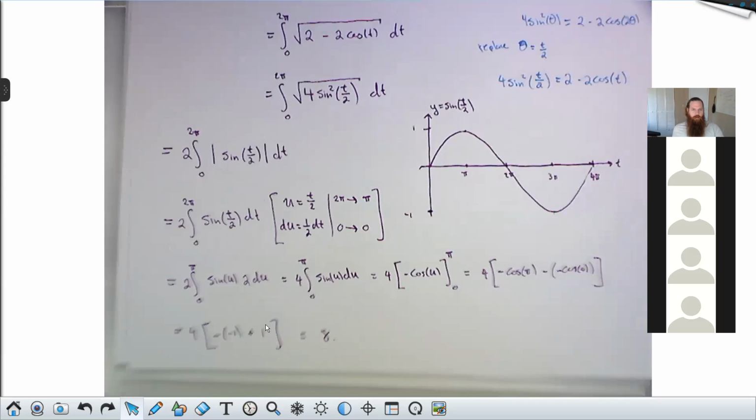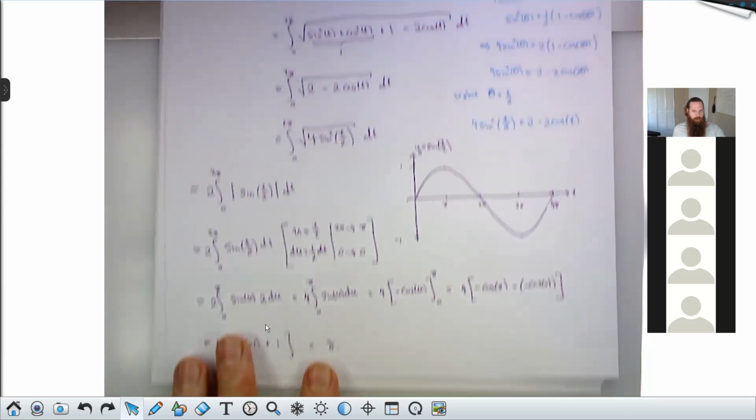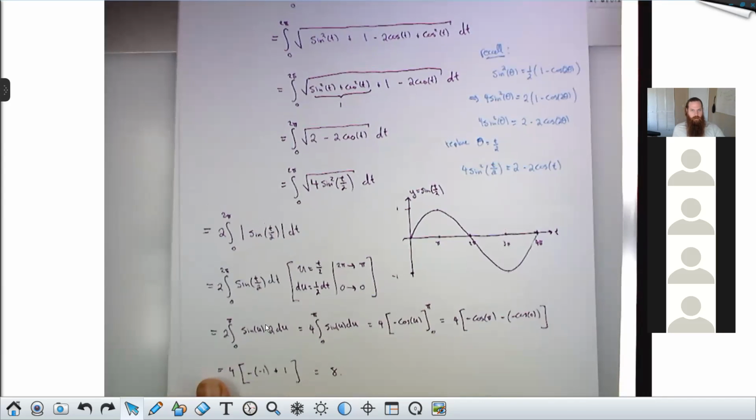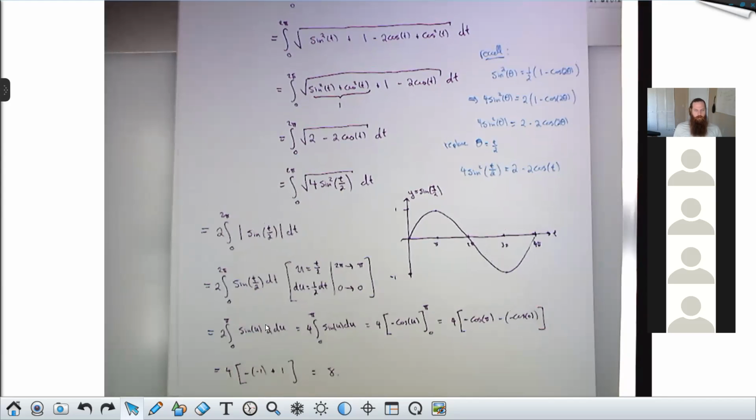I know this integral was a little bit tricky with that trig identity, so I want to give you a second to sort of digest and ask any questions. Thoughts, concerns, questions?